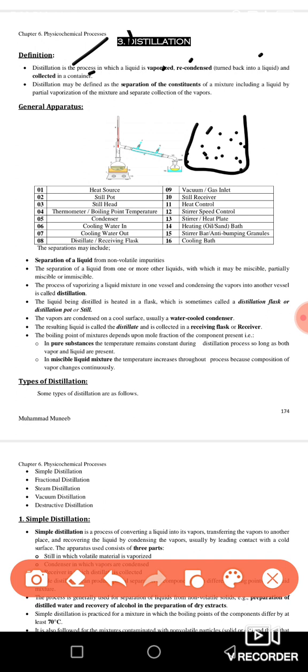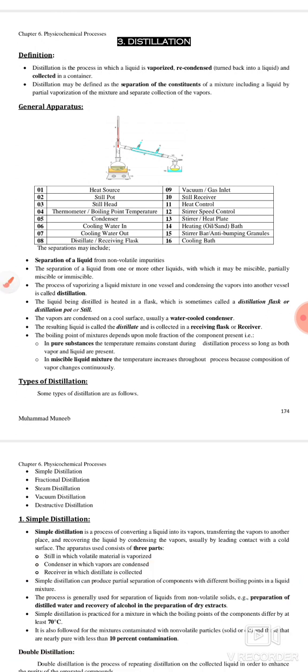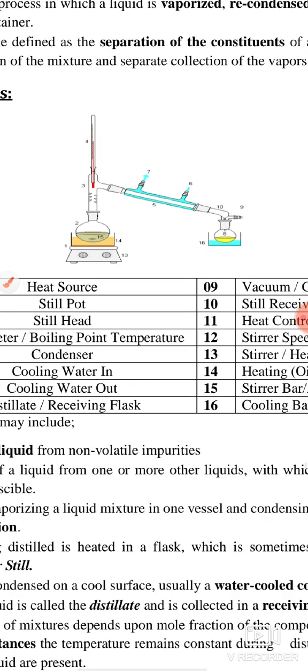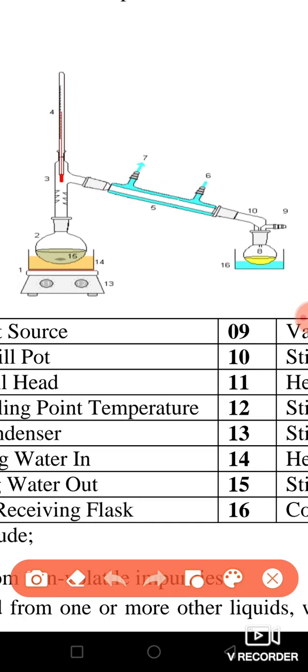So now we see what the general apparatus and the general diagram are. As you can see in this diagram, this is the heating material in which you are going to heat your compound. This is the water bath, which is labeled with the number 14. Okay, in the water bath you can add water, or you can use a sand bath in place of it. Okay, so there is no specification. Then this is the flask in which you add the liquid which you have to distill, or from which you have to separate the compound.